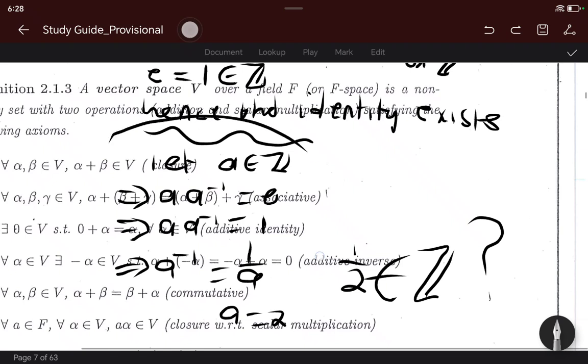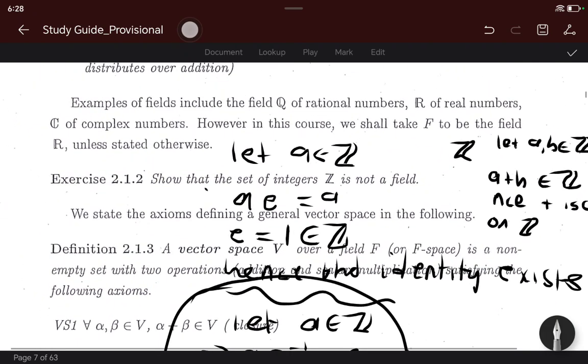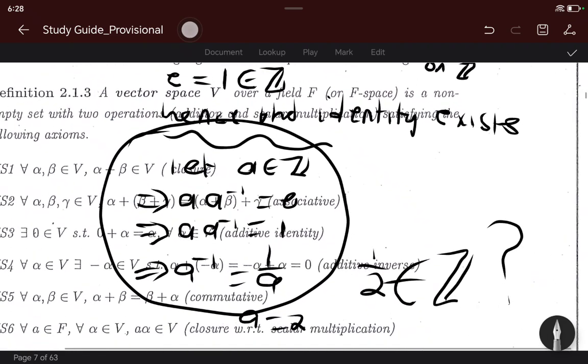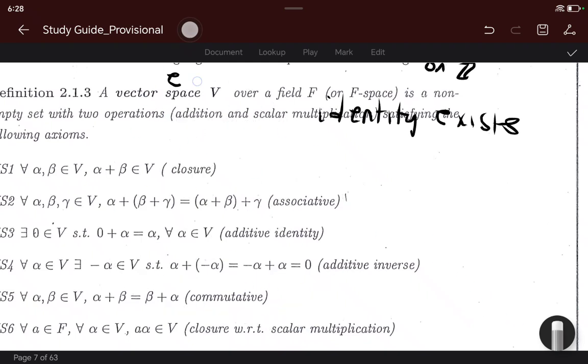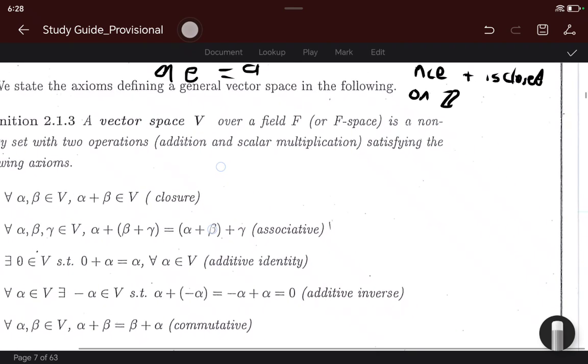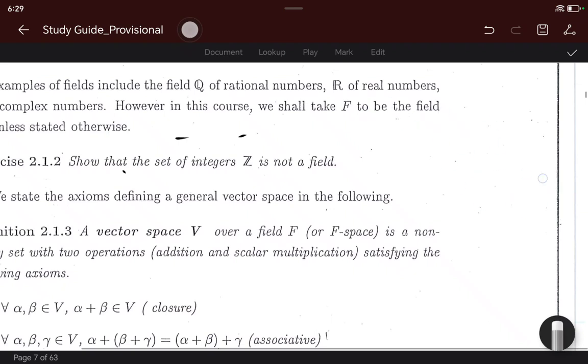So automatically this one fails. That's why they said, show that the set of integers is not a field. Automatically this property fails. We know that it can't exist. Therefore, that one can never be a field under multiplication. So under Z, this one won't be a field. So you would just stop right there. There was no need to even do the identity for addition and the inverse for addition.